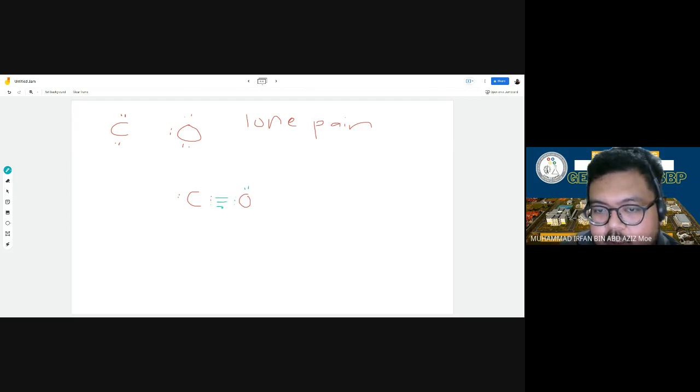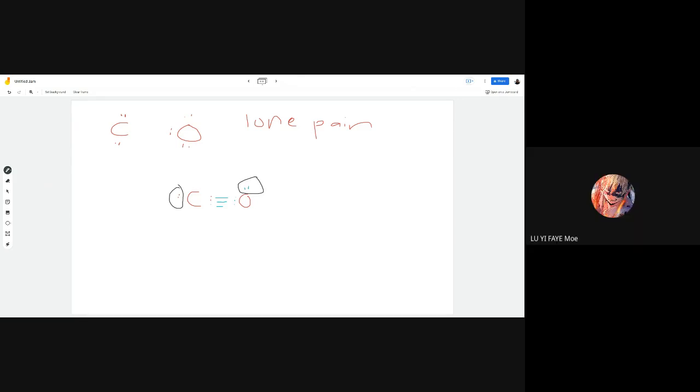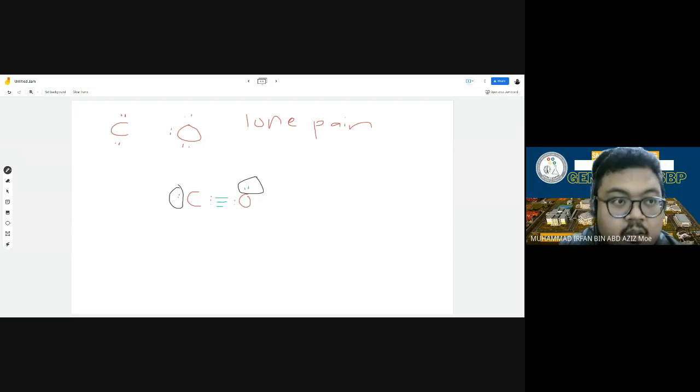So dia akan jadi macam ni. So ada 2 lone pair. Untuk carbon ni ada 1 lone pair. Untuk oksigen ada 1 lone pair. Dia tak perlu nak pairkan tu. Okay, nanti cikgu show lah. CO2 Lewis structure, video dia. Nanti draw dekat sini. Klik video tu. Macam mana CO tu boleh jadi triple bond.